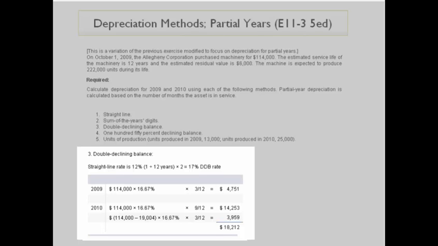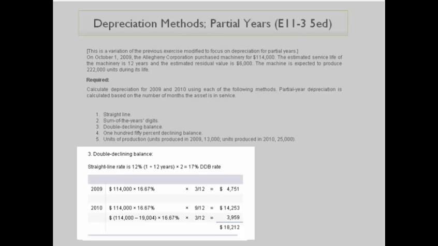For 2010, we then take the $114,000, the original cost, times the 16.67% double declining balance rate, and multiply it times the 9/12 of the year that we've yet to record, and then we back off the total depreciation that would have been recorded at the end of 1 year, which would be the $4,751 that we recorded in 2009, plus the 9/12 depreciation of $14,253. We add those two pieces, it comes up to $19,004.